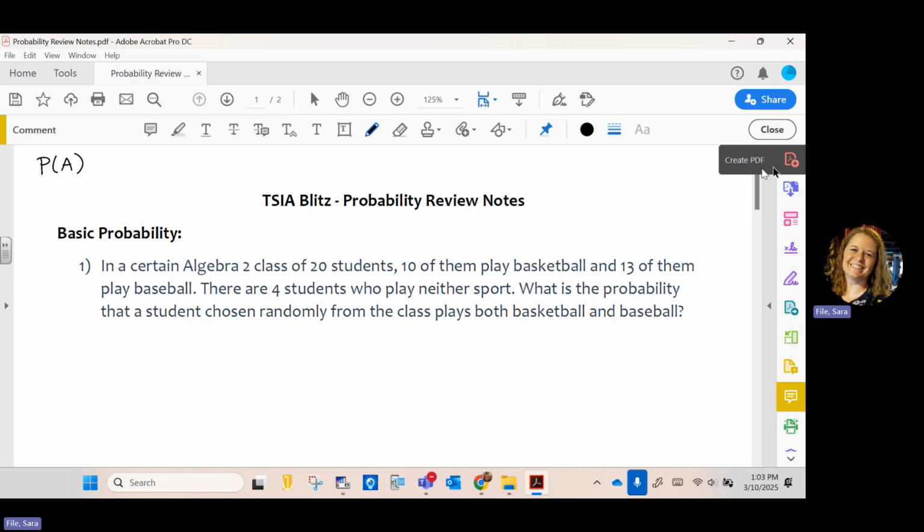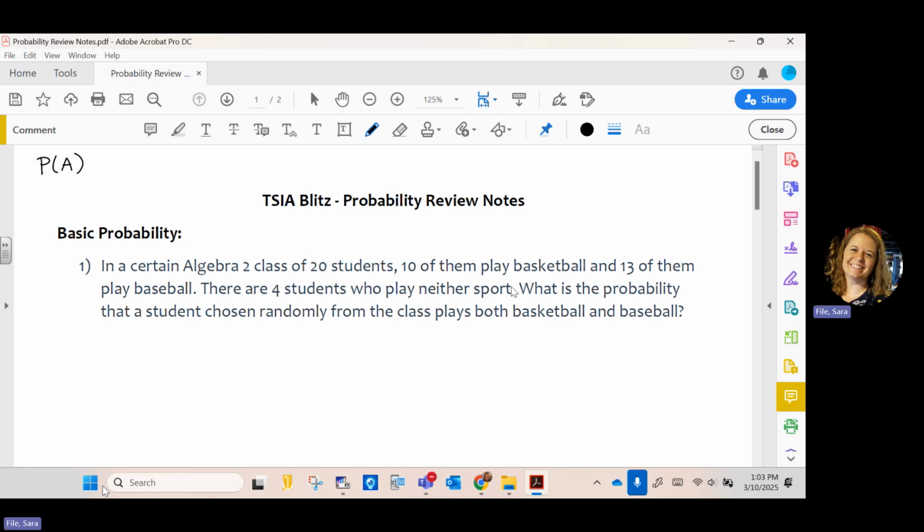multiple events, there are compound probability formulas. Now, I'm not going to expect you to remember these formulas. It may be better to just logic through these first couple problems. In this first one, for instance, it's talking about 20 kids in an Algebra 2 class, so 20 total students.